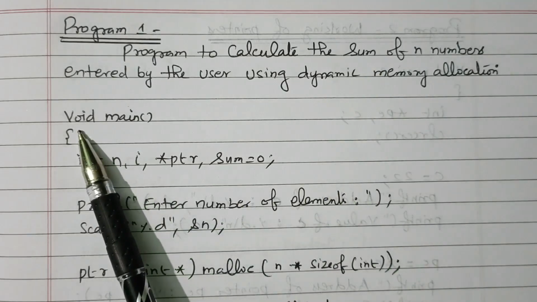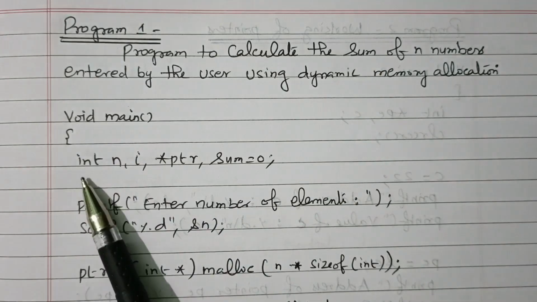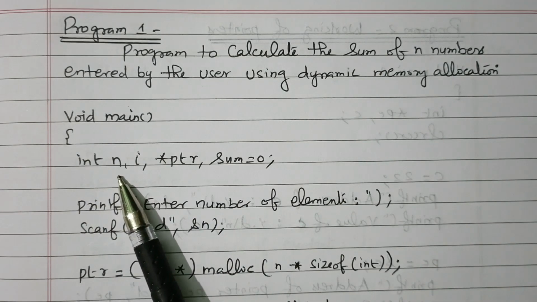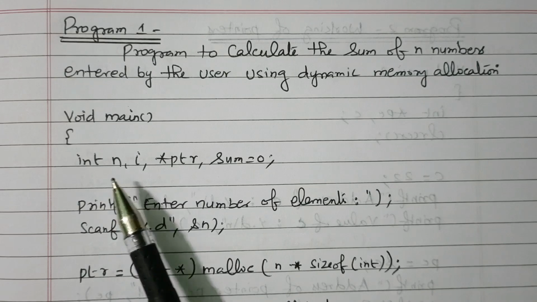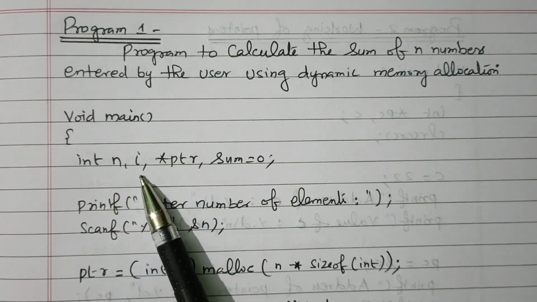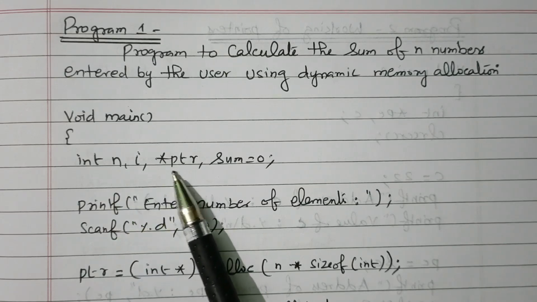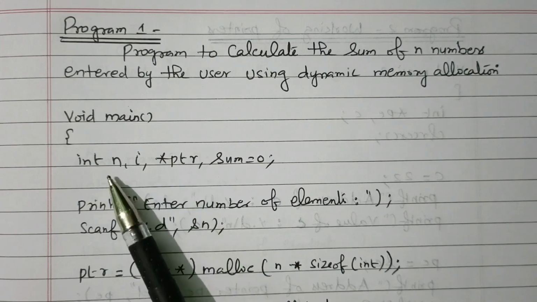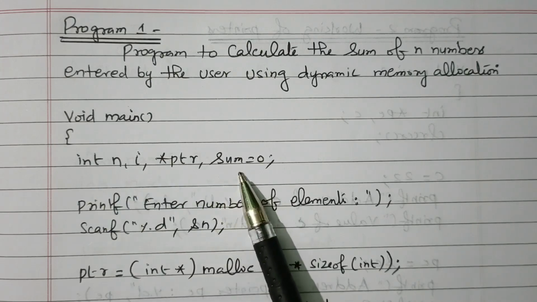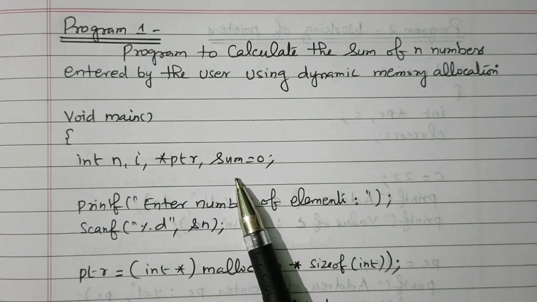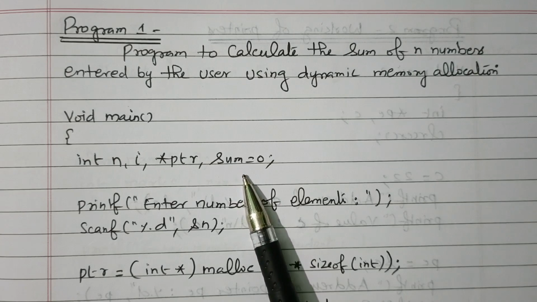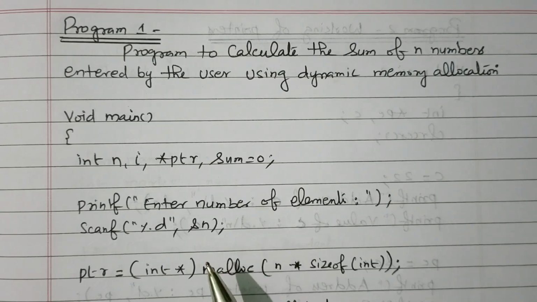First we'll start the main program. Void main, open the brace, integer n. N is the n number, how many numbers we are going to use. We need a for loop, so we are declaring i. This pointer, we already discussed, while using the dynamic memory allocation, we need pointer type data, star ptr, so integer type. Sum equal to 0. We are going to add n numbers, first initially we'll keep sum equal to 0, thereby we'll add the numbers one by one in this variable sum.